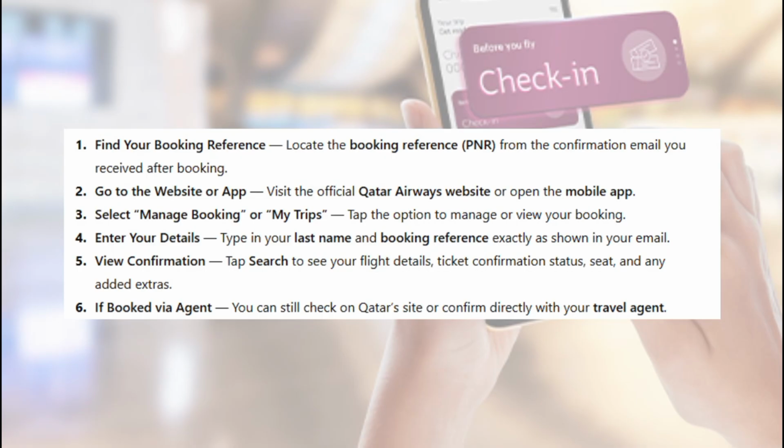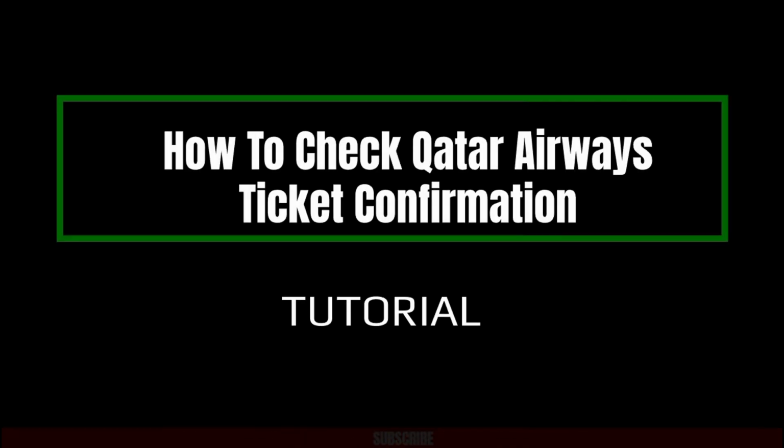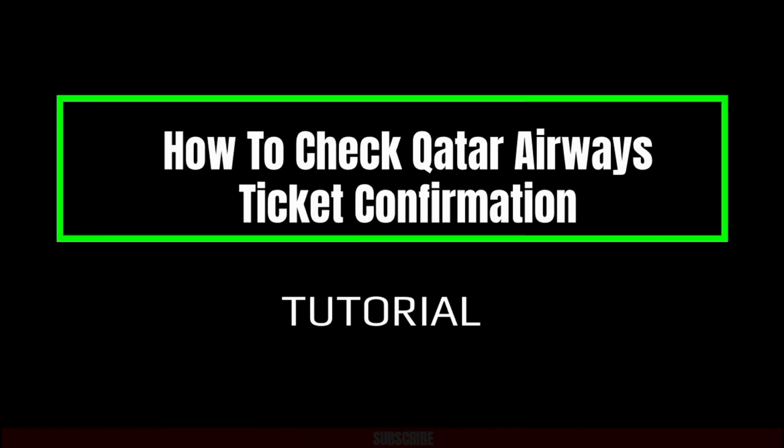If you have booked through an agent, you can still check on Qatar's site and confirm directly with your travel agent. And that's all. That's how you will be able to check Qatar Airways ticket confirmation.